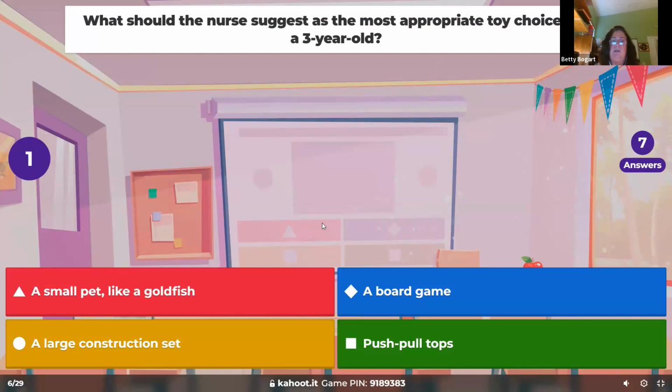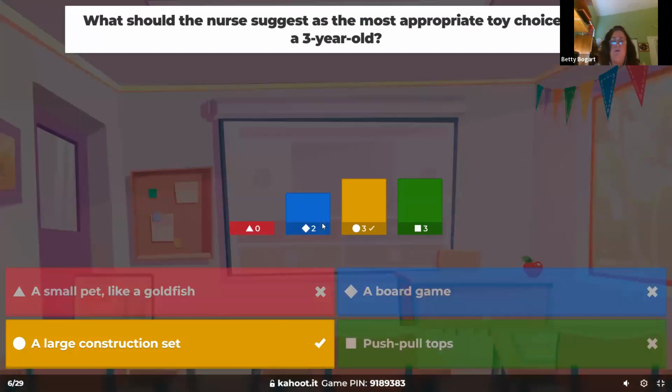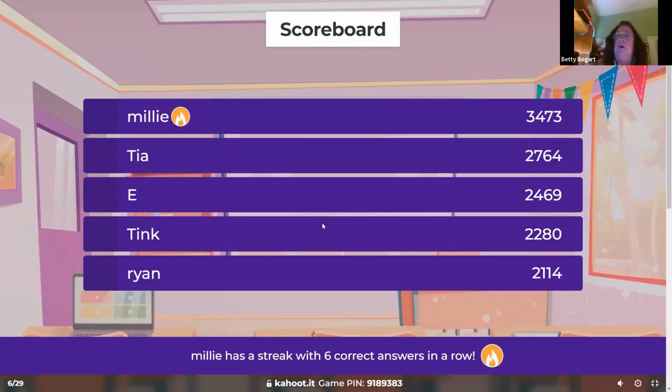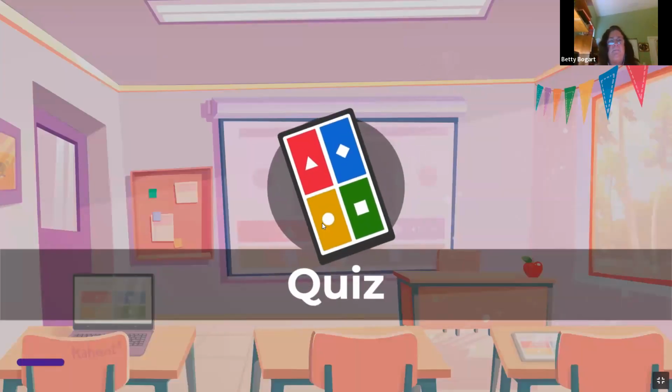Remember, with 3-year-olds, you have to be careful what you give them. They don't hurt themselves. A board game, they don't know how to play it. Push-pull toys are a little bit small. They don't understand a fish. But a big construction set they can play with and build things is a good thing.